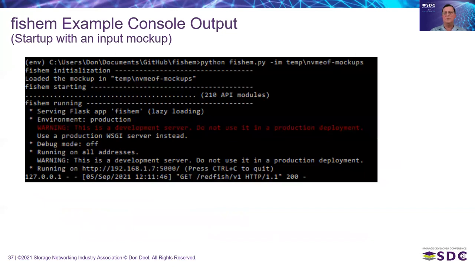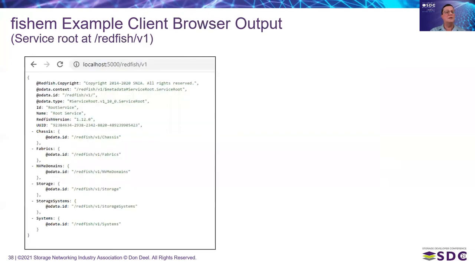This screen capture shows Fishem being started with an input mockup called NVMEOF-mockups. After Fishem has loaded the input mockup, you can see here that it loads the API modules that define behaviors for the objects and actions defined by Redfish and Swordfish schema. There are a lot of API modules because Fishem tries to work with any Redfish or Swordfish mockup. At the bottom of this particular screen capture, it shows that Fishem has already handled a GET operation on the service route at /redfish/v1.